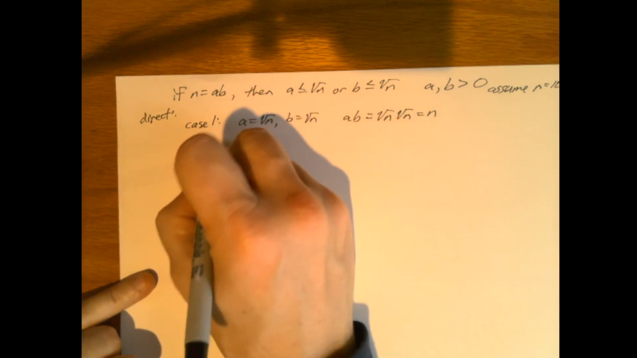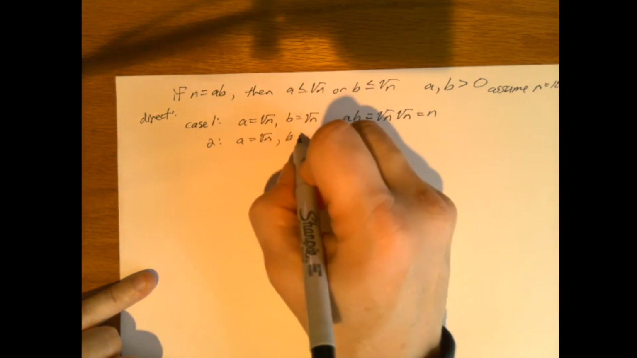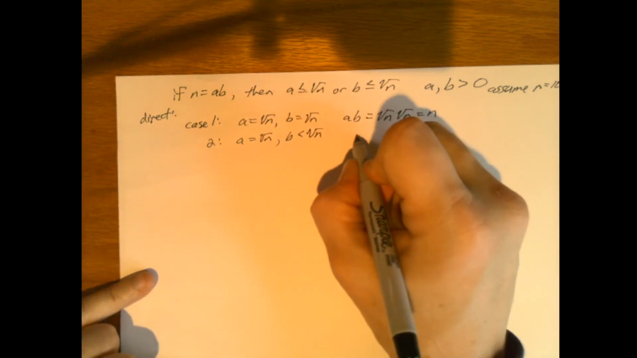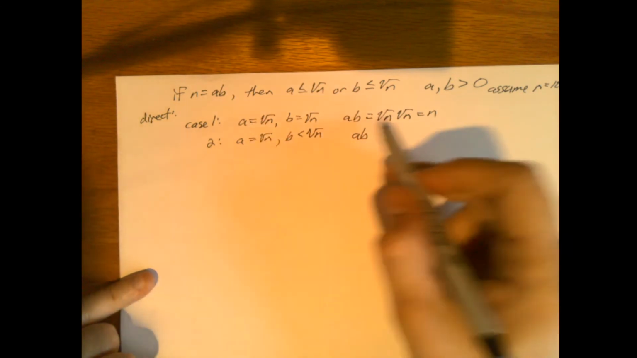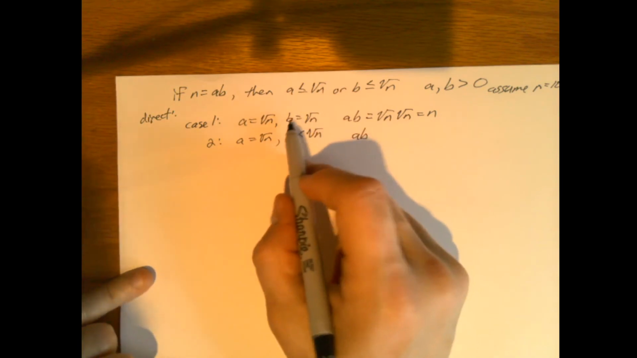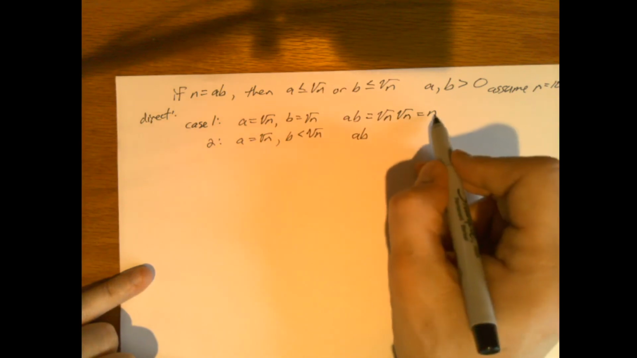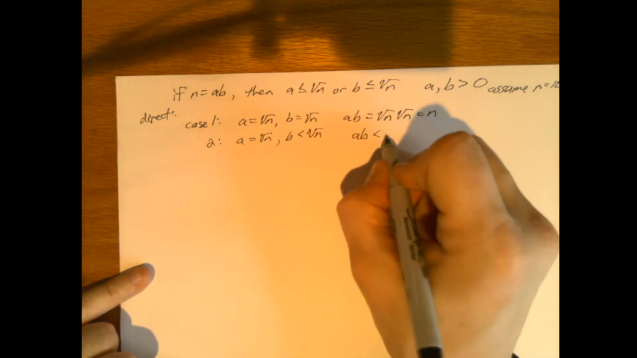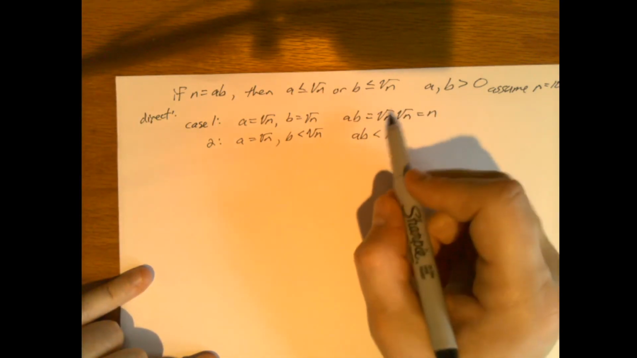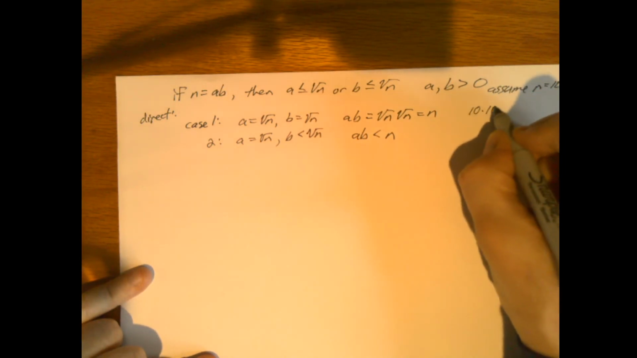Okay, what's another case? A is the square root of n. B is less than square root of n. Okay, so what does that mean AB is? Well, we have the same A we had before, but now we have a smaller B, right? If B was equal to square root of n here, and now B is less than that, then that means we can't get n anymore. We have to get something that's less than n, because these are still positive. Remember, we're not dealing with negatives. So this would be something like 10 times 9 is 90. So let's say this right here was 10 times 10 is equal to 100.